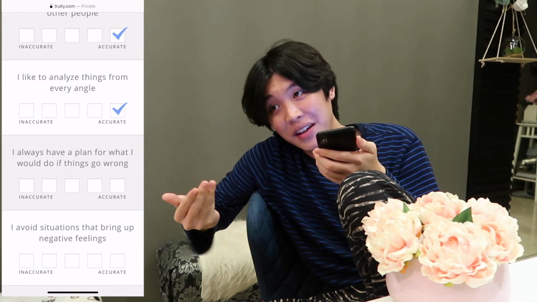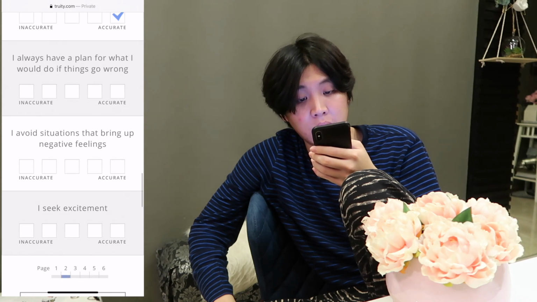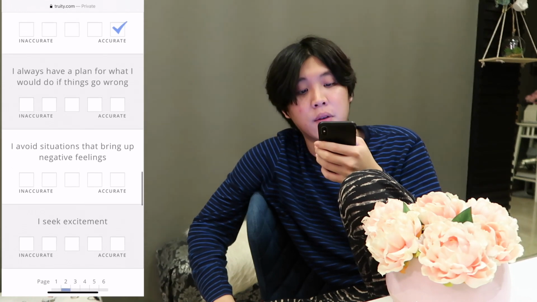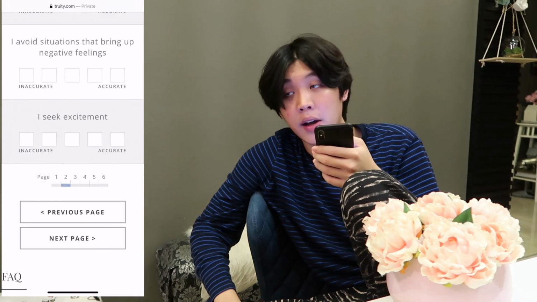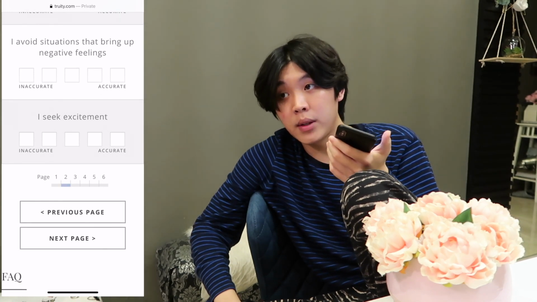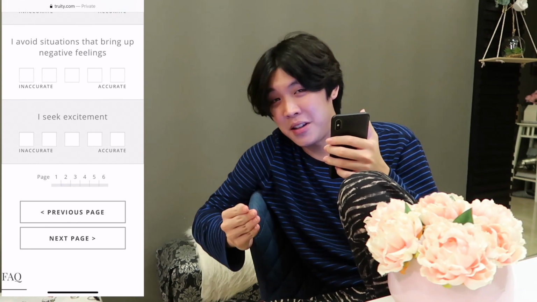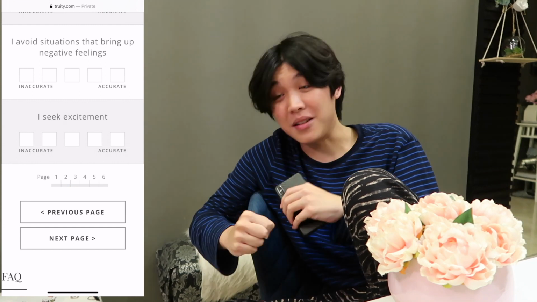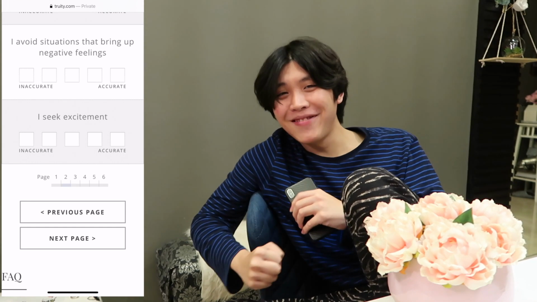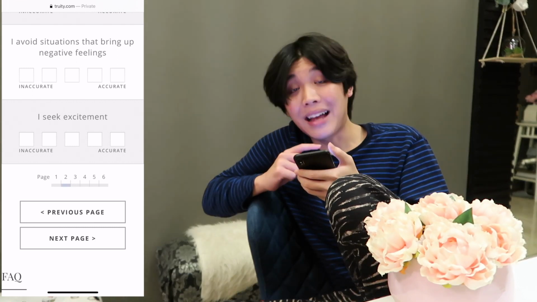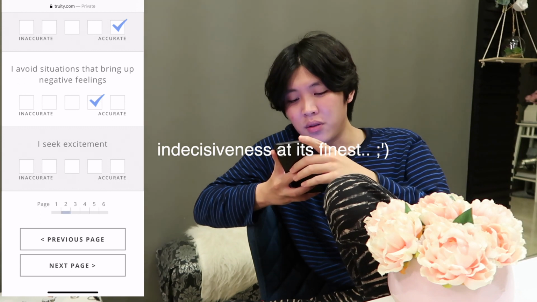Typical overthinking Daryl. I always have a plan for what I would do if things go wrong. Yes, 150%. I avoid situations that bring up negative feelings. So I don't mind feeling the negative feelings because sometimes it is the negativity that breeds the positivity. Oh my gosh. Deeper than the Pacific Ocean. So I'm gonna go with slightly accurate for this because I guess I'm just gonna go with a neutral.